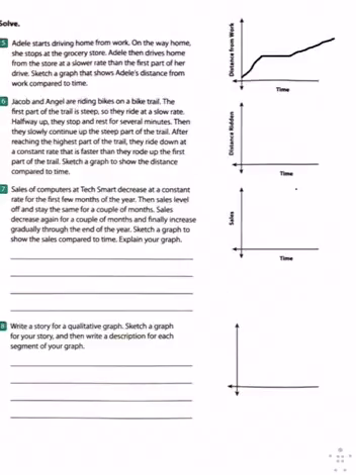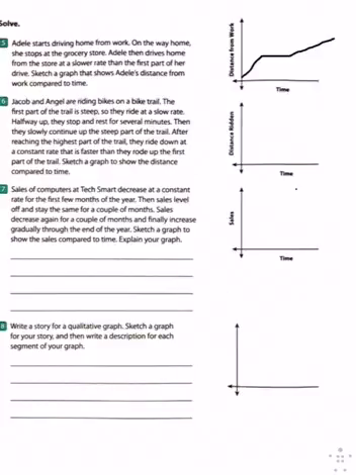Number six, Jacob and Angel are riding bikes on a trail. The first part of the trail is steep, so they ride at a slow rate. Halfway up, they stop and rest for several minutes. Then they slowly continue up the steep part of the trail. After reaching the highest part of the trail, they ride down at a constant rate that is faster than they rode up the first part of the trail. Sketch a graph to show the distance compared to time.